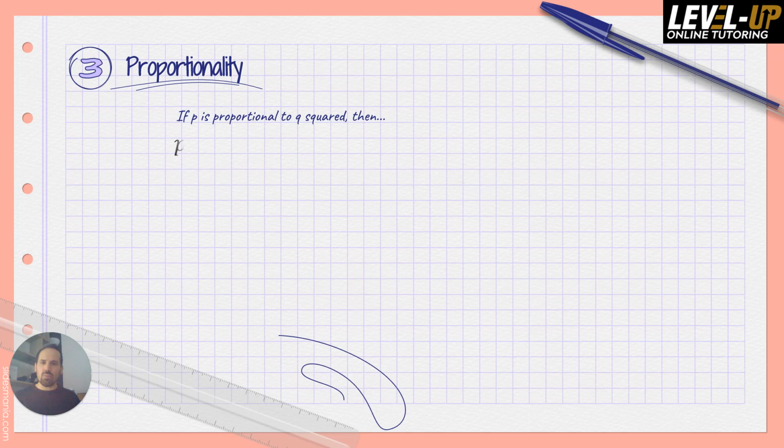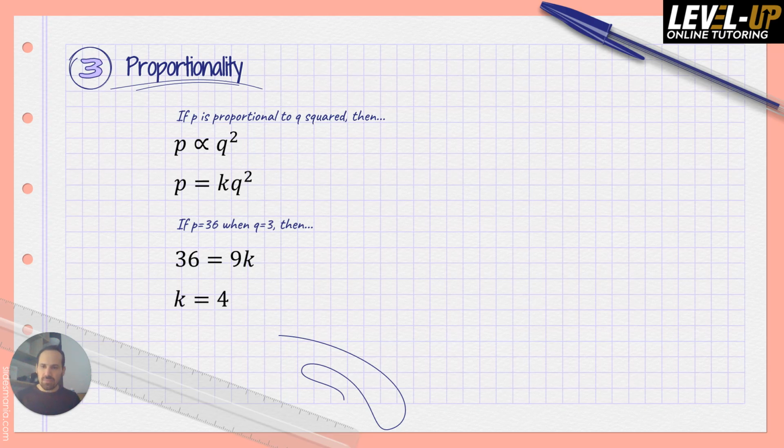So we can take more complex proportionalities like this, say p is proportional to q squared, which works in very much the same way. So p is equal to k times q squared. And if p is equal to 36 when q is equal to 3, that's our boundary condition. We can then substitute in, you get something like this, and we can then solve to get k equals 4. And so therefore p is equal to 4q squared.